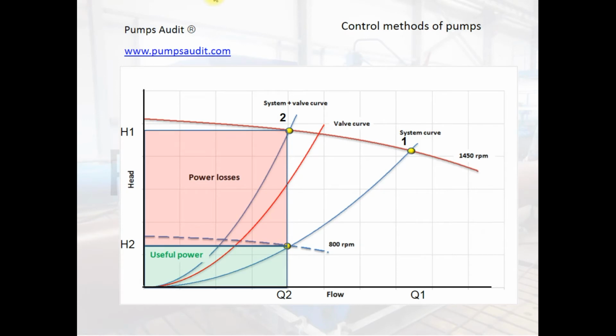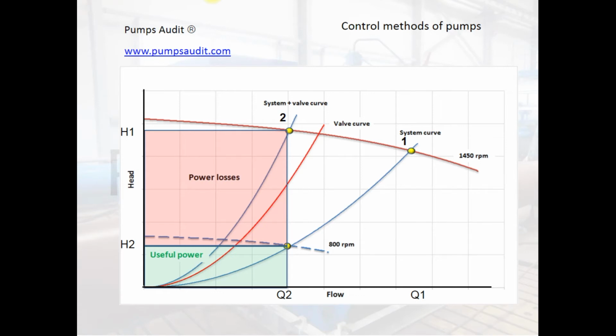Let's compare the throttling control and speed control from the point of efficiency. For example, if it's necessary to reduce the flow from Q1 to Q2, it can be done by the valve installed in the discharge pipeline and by the reduction of the pump speed. If we use throttling, we need to add the curve of the valve to the system curve and receive the summarized curve, system plus valve curve. The operating point 1 moves to the operating point 2.